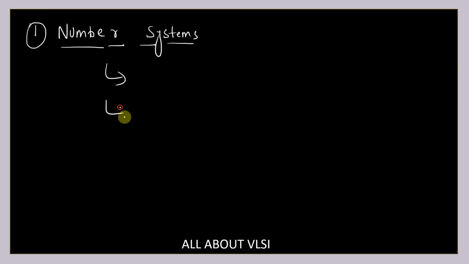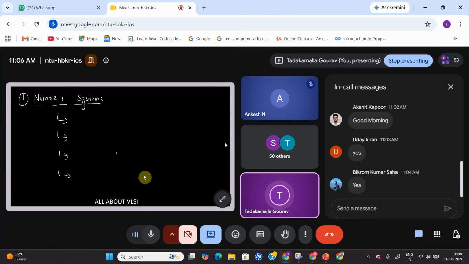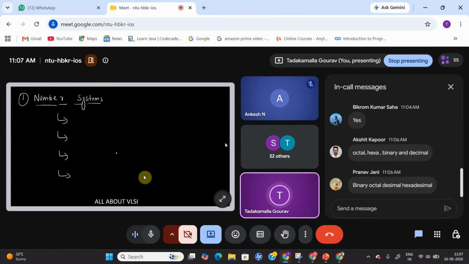In number systems, we already know that we have different kinds of number systems, different kinds of bases. What are the different kinds of number systems? Do you all know? Can I know in the chat box? Octal, hexa, binary, and decimal. Binary, octal, decimal, and hexadecimal. Okay, great.